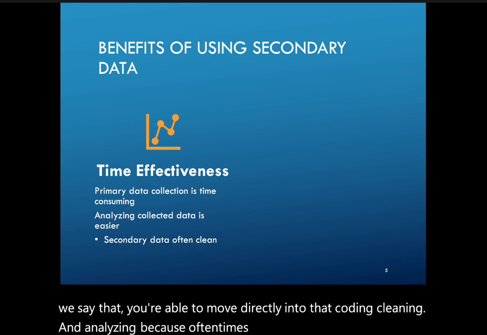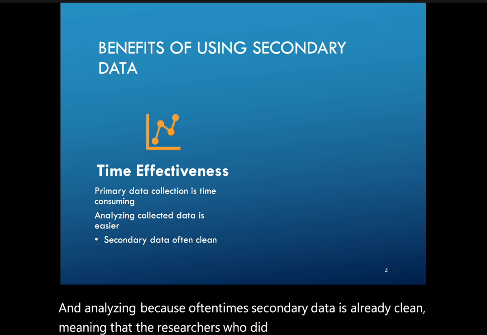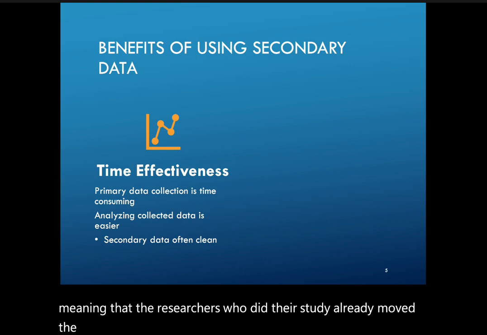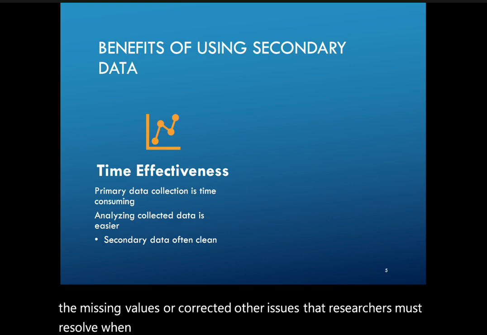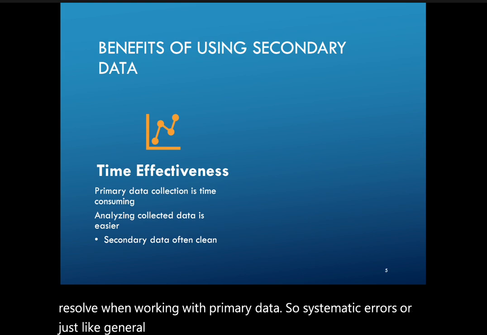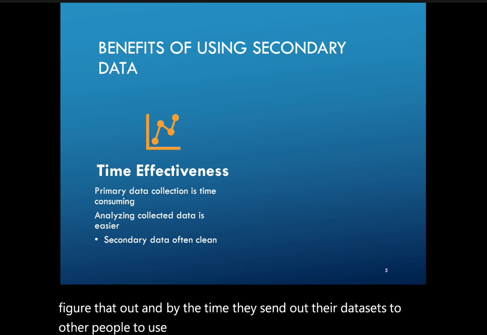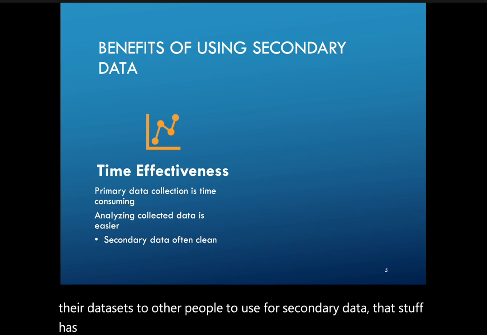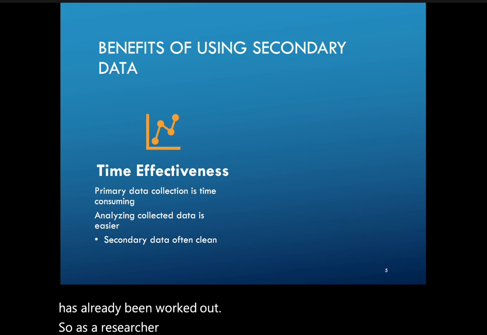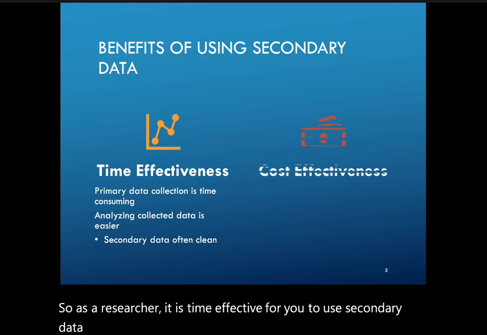oftentimes secondary data is already clean, meaning that the researchers who did their study already removed the missing values or corrected other issues that researchers must resolve when working with primary data. So systematic errors or just general technical errors, primary researchers typically figure that out, and by the time they send out their data sets to other people to use for secondary data, that stuff has already been worked out. So as a researcher, it is time effective for you to use secondary data analysis in that regard.